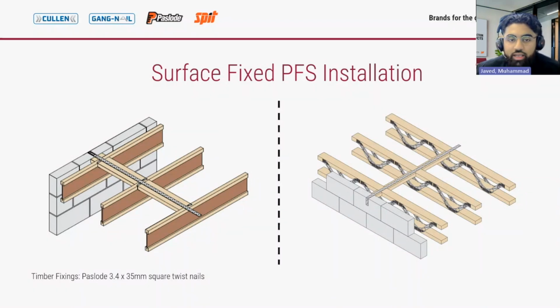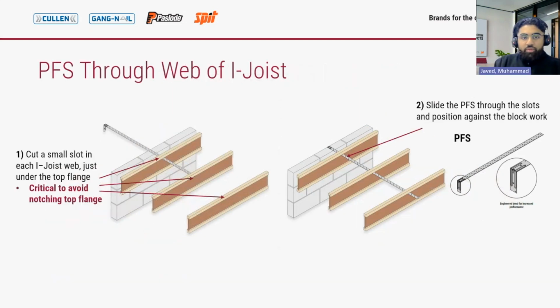Okay, next, let's move on to PFS through the web of an I-Joist. So for perpendicular restraint, when the top of the joists are above the coursing level when using I-Joist, PFS straps must be installed through the I-Joist web. To do this, you will cut a small slot in each I-Joist web just underneath the top flange, slide the strap through the slot and position it tight against the blockwork. And just one thing to note is that you should not notch the joist top flange under any circumstances, as this is going to affect the structural integrity of the joists.